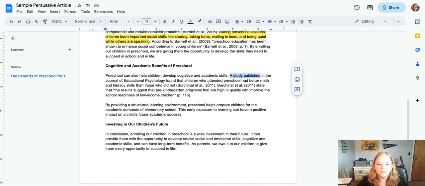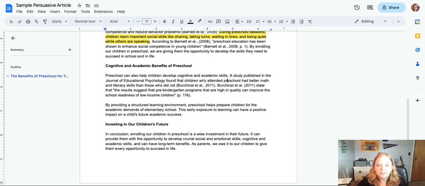Now we're going to talk about a study here. So we're saying preschool can also help children develop cognitive and academic skills. This is the topic sentence of this section. And then we move to the evidence. A study published in the Journal of Educational Psychology found that children who attended preschool had better math and literacy skills than those who did not.